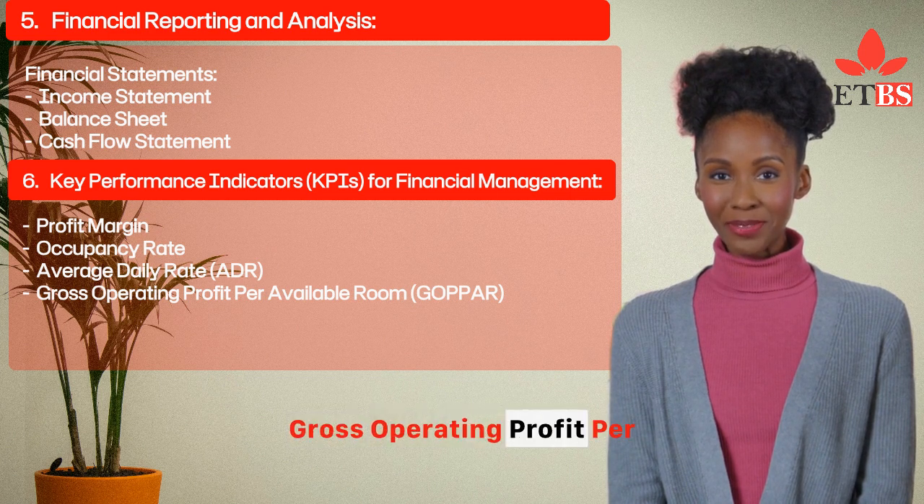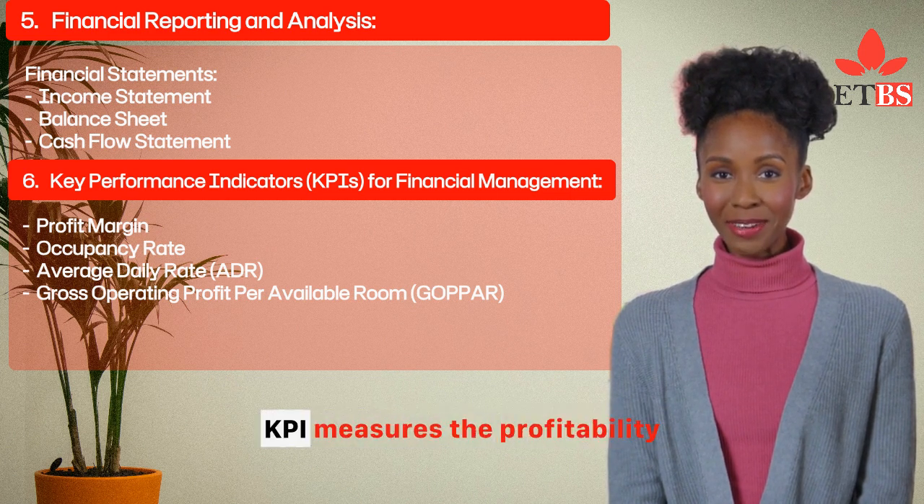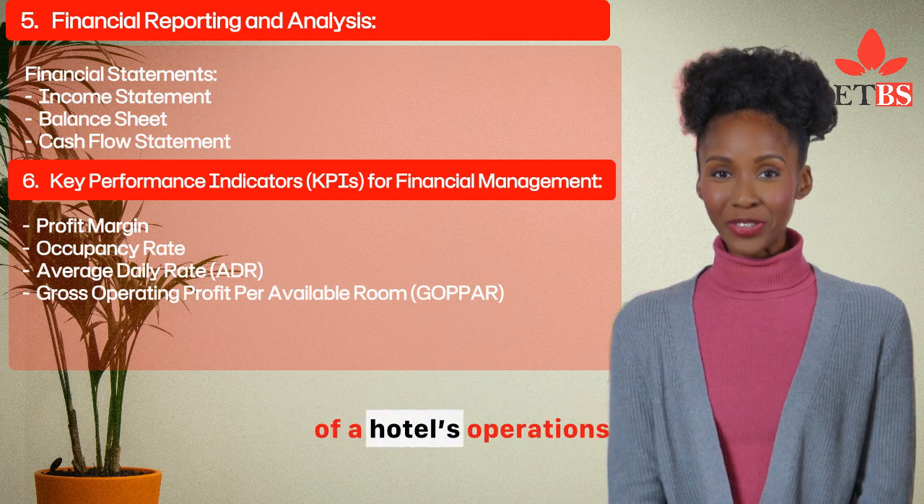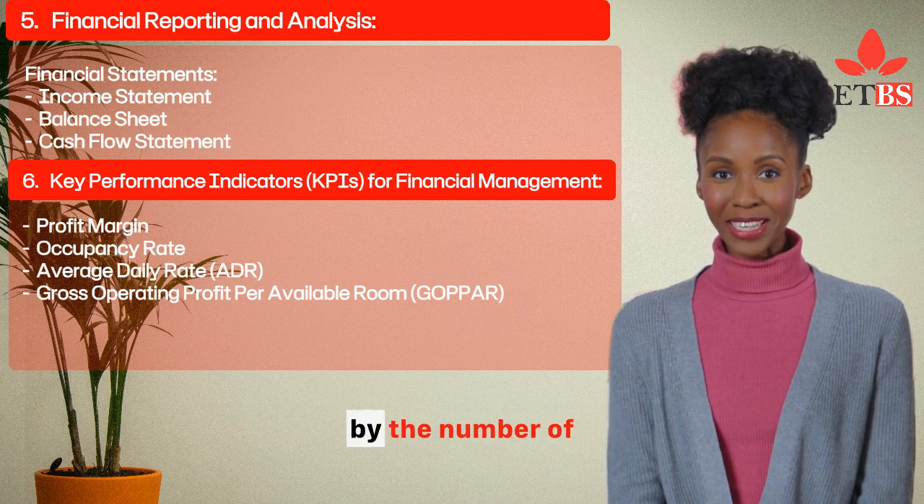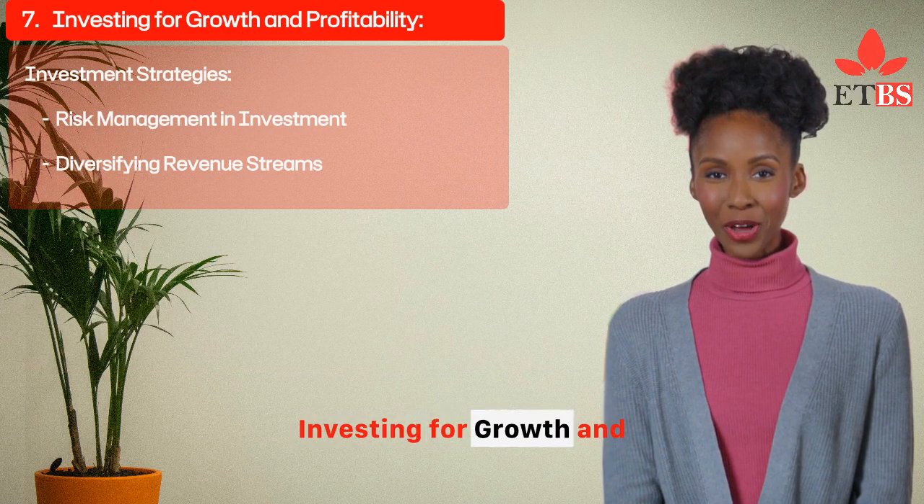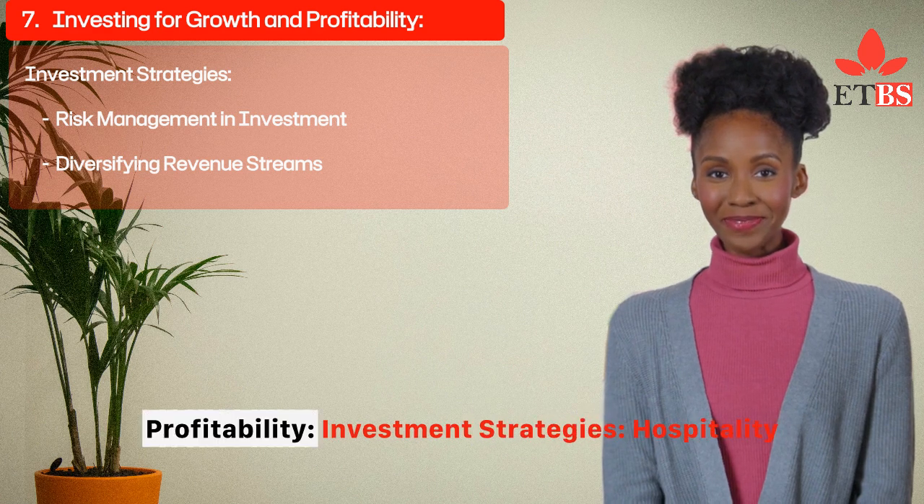Gross operating profit per available room, GOPPAR. This KPI measures the profitability of a hotel's operations and is calculated by dividing gross operating profit by the number of available rooms. 7. Investing for growth and profitability.